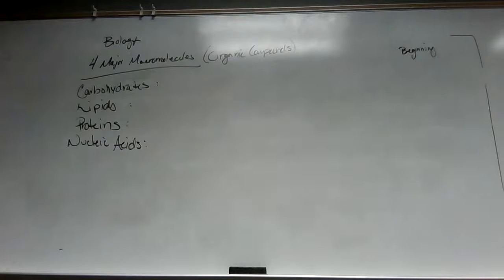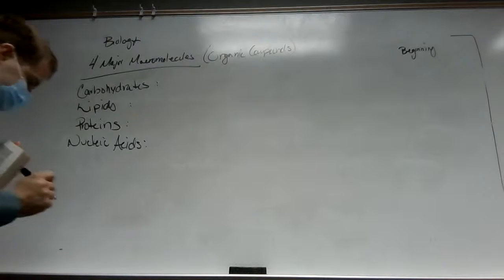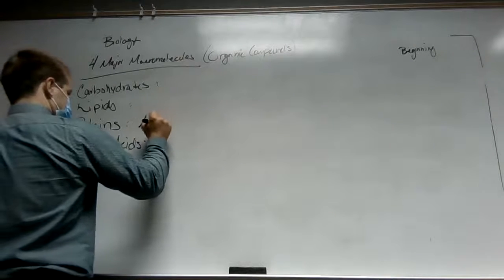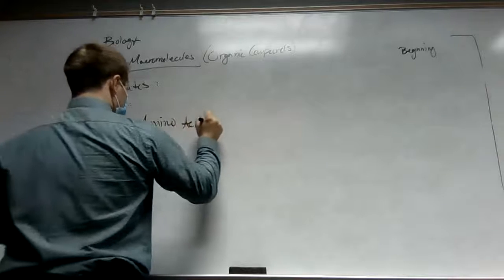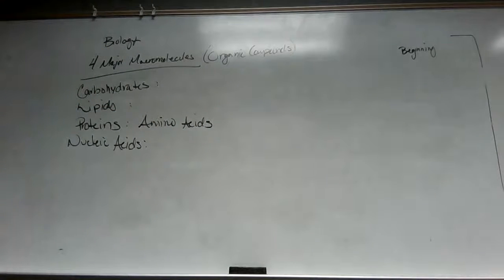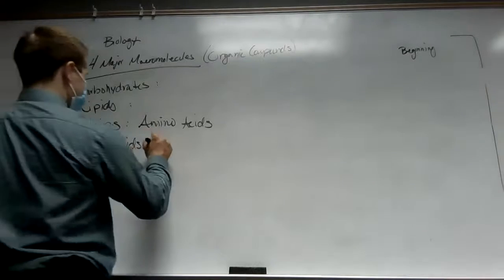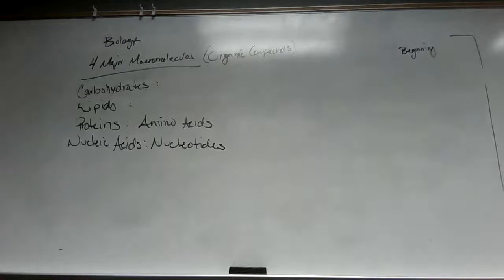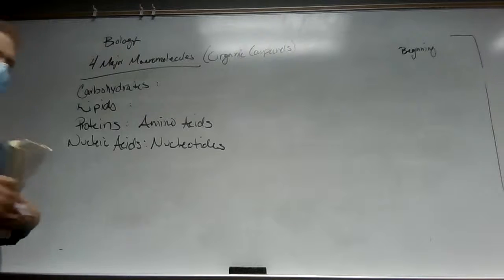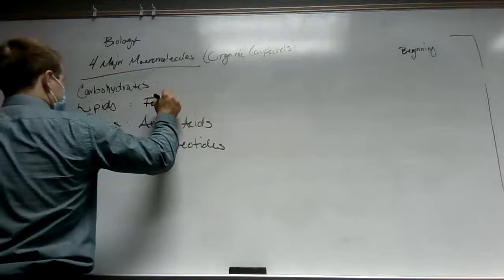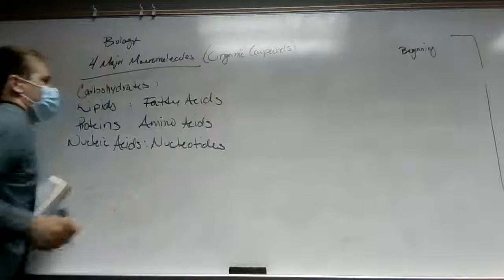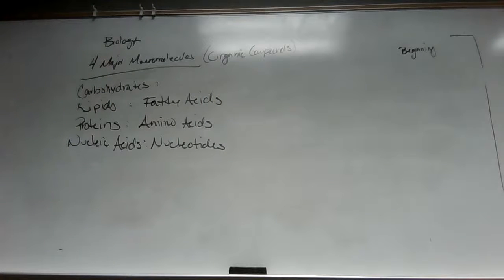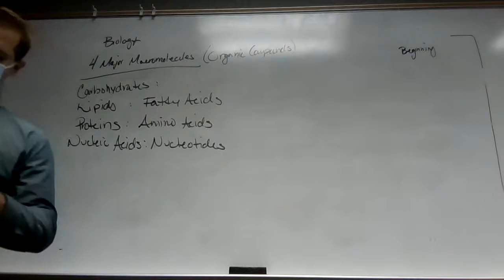What makes up protein? Amino acids. What makes up nucleic acid? Nucleotides. There we go. How about lipids? The fatty acids. Really, those are the individual chains. Fatty acids. And carbohydrates.